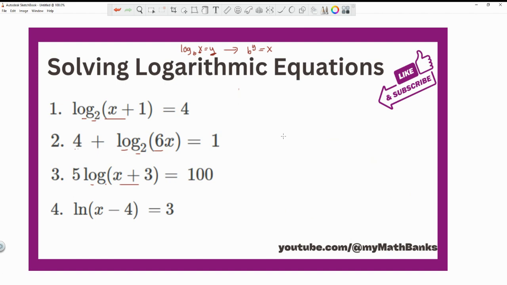Maybe I could get it wrong, and then you can write in the comments to see what I did wrong. Okay. All right. So number 3, you have 5 log(x + 3) = 100.